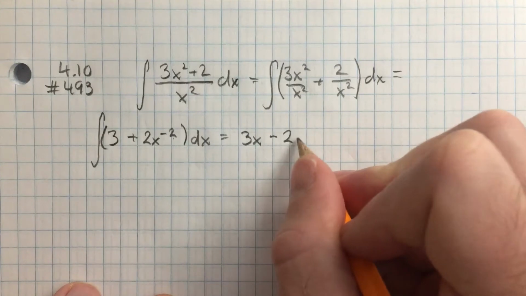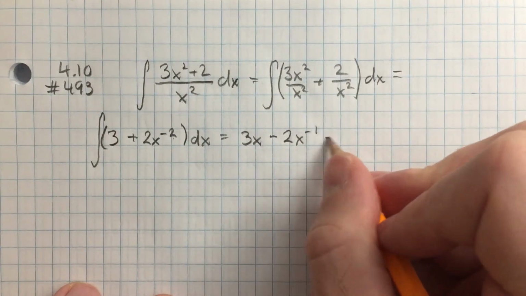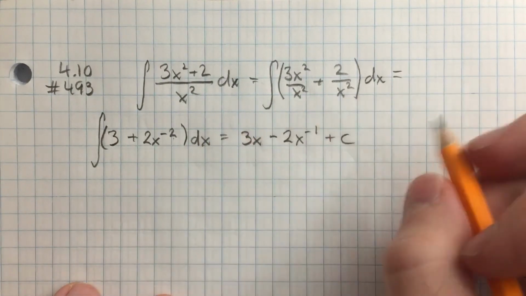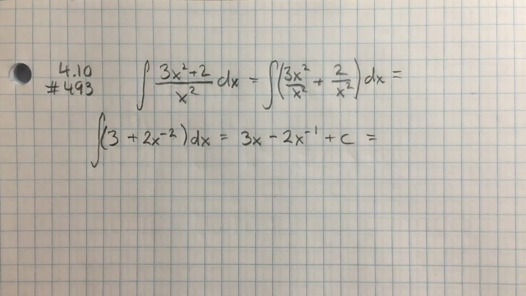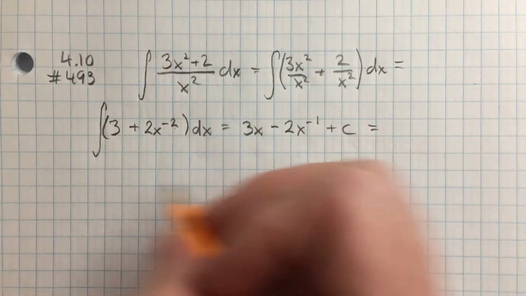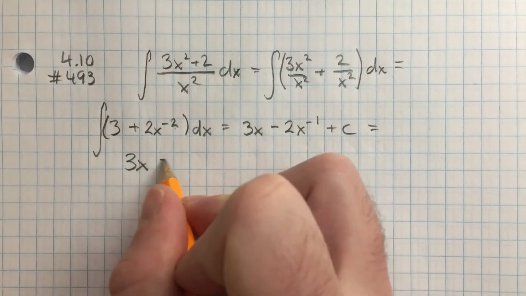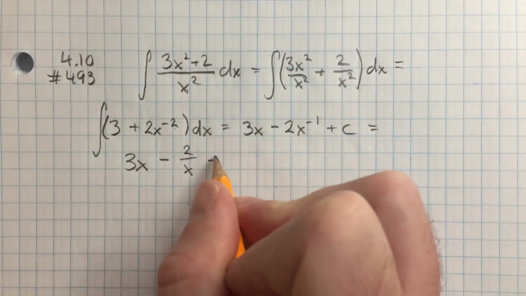So we get negative 2x to the negative 1. And that'll be plus c at this point because I have taken the antiderivative. And now all we need to do is rewrite this without negative exponents. We get 3x minus 2 on x plus c.